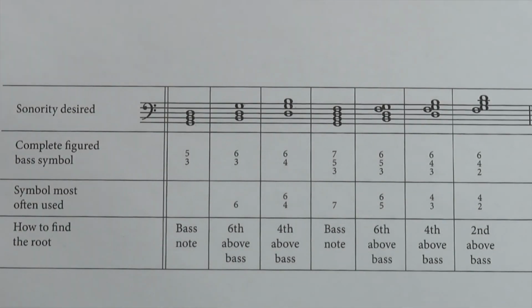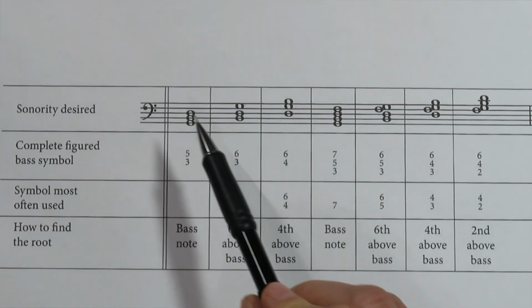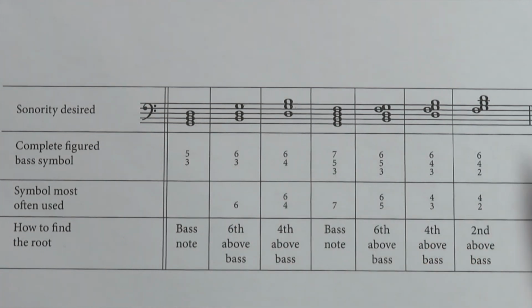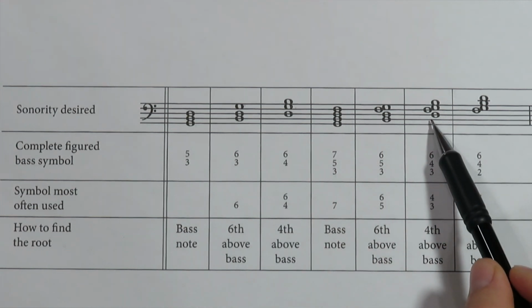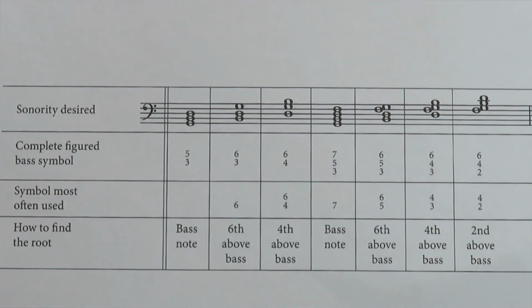Hi. So here we are, and we're going to be talking about the inversions of the triads and the seventh chords and the symbols that we use. So here are some triads. You have the root position, first inversion and second inversion triads. And then here are the seventh chords, root position, first inversion, second inversion, and third inversion, because there's an extra note, so there's an extra inversion.